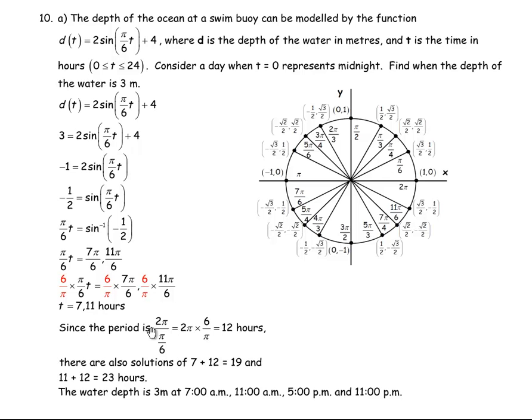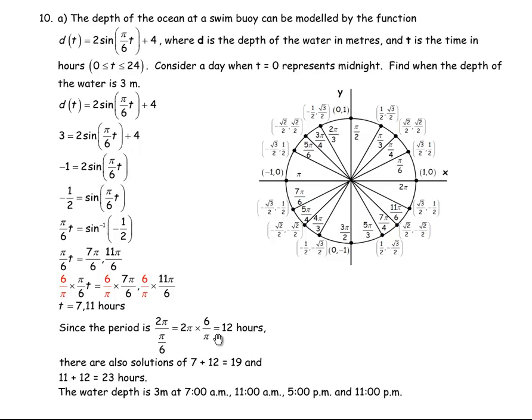Now, what's the period of this function? There may be other times in the first 24 hours when the depth is 3 meters. So let's look at the period of this function. Well, we divide the pi over 6 into 2 pi. So 2 pi divided by pi over 6 would be the same as 2 pi times the reciprocal of pi over 6. So pi's divide out, and we get 2 times 6 is 12. So the period is 12 hours.